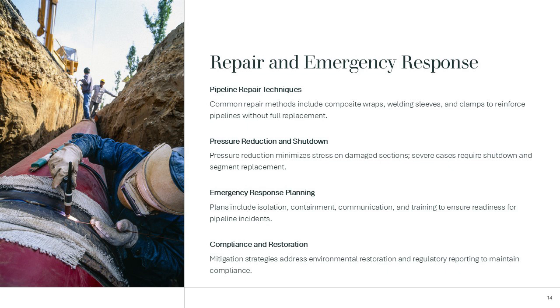Mitigation strategies must also address environmental restoration and regulatory reporting to maintain compliance. By combining technical repairs with robust emergency protocols, operators can limit the impact of integrity breaches and safeguard public safety.